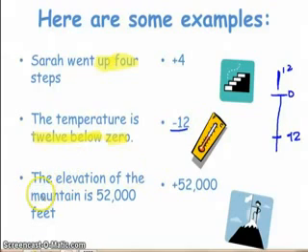Okay. And the next example we have here is the elevation of the mountain is 52,000 feet. If it is an elevation, that means how far it is above sea level. So this mountain is actually 52,000 feet above sea level. So we will represent it with a positive integer.